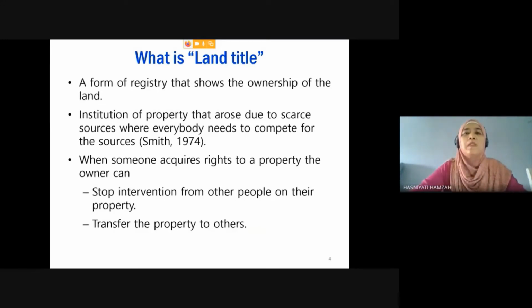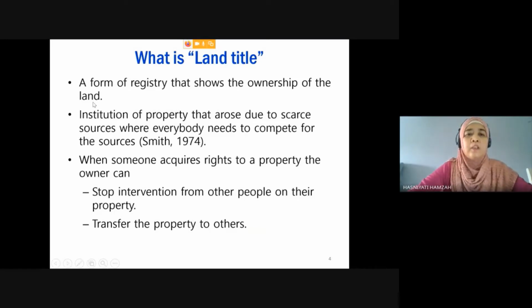We will see what kind of rights we're talking about. An example is air rights, native customary rights. It's not a title, it's just a right. But when we talk about land title, the title proves ownership of the land. How? Because it is registered. It is a form of registry. So anything that is registered is considered official, and therefore the document of title shows the owner of the land.